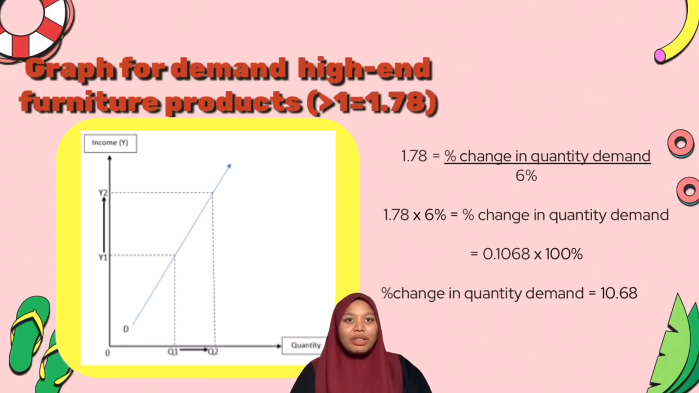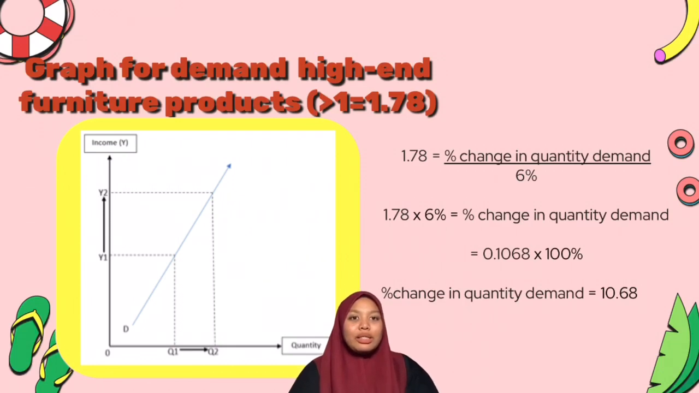Next, this is the graph for demand for high-end furniture products, which is equal to 1.78, more than 1. Then we put the amounts given into the formula, which is 1.78 equals percentage change in quantity demanded divided by 6%. So 1.78 multiplied by 6% equals the percentage change in quantity demanded.